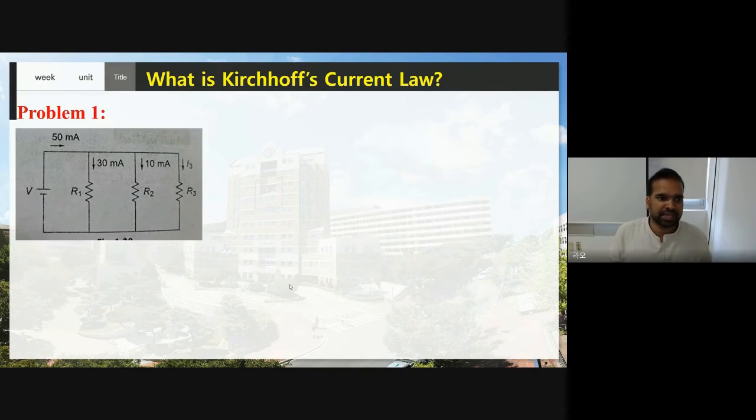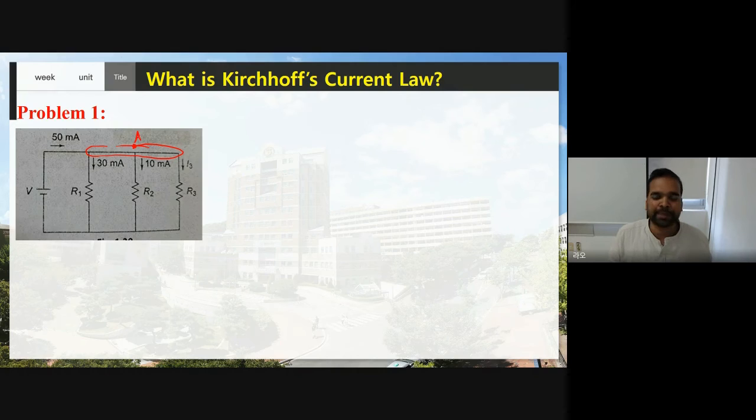Now for example, see here in problem 1, there is a voltage source V. Here they have given the current flowing from the source. How much current? 50 milliampere. Now these three resistors R1, R2, R3 are connected in what? Connected in parallel. So if elements are connected in parallel, this whole thing I can consider as what?